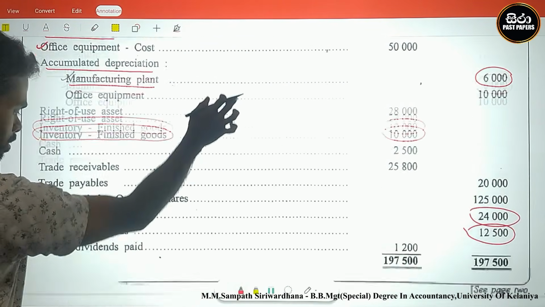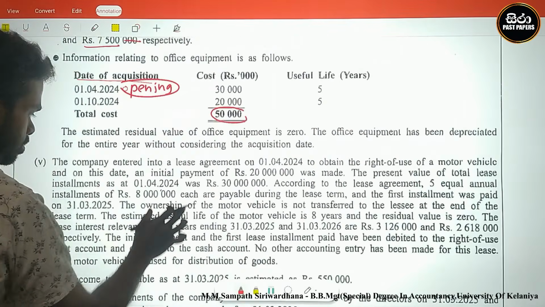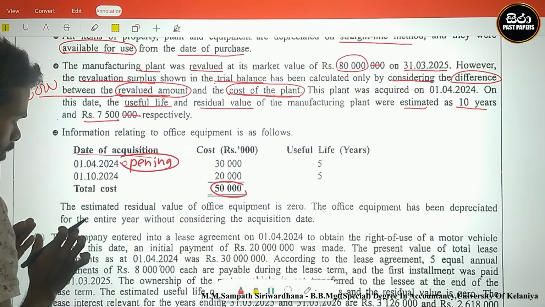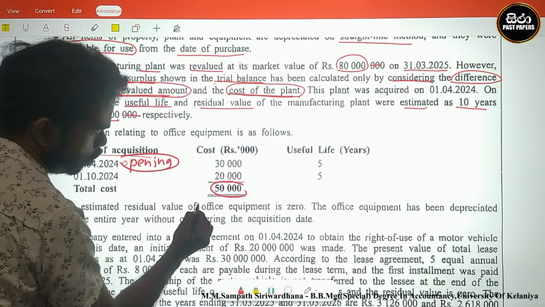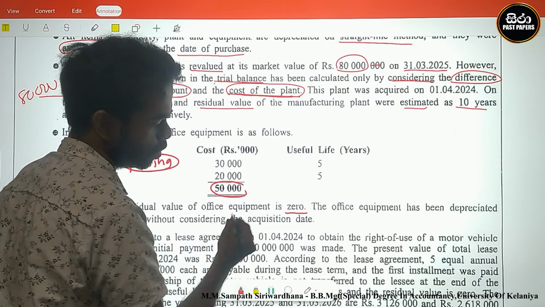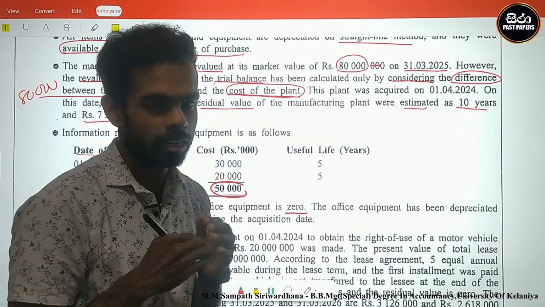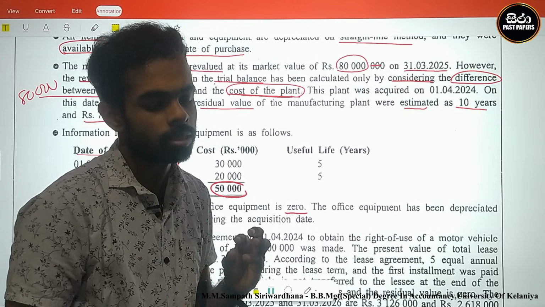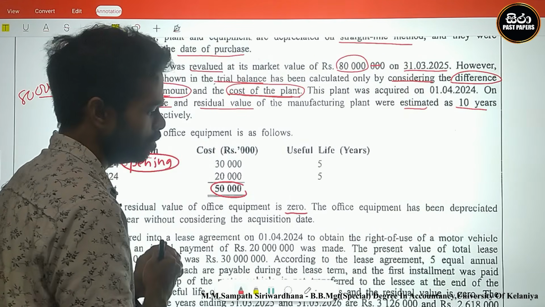Okay, next one. Look here. After that, they said that the estimated residual value of office equipment is 0. Okay, there is no residual value. There is an easy guideline for depreciation: the residual value impacts the annual depreciation. There is no residual value.